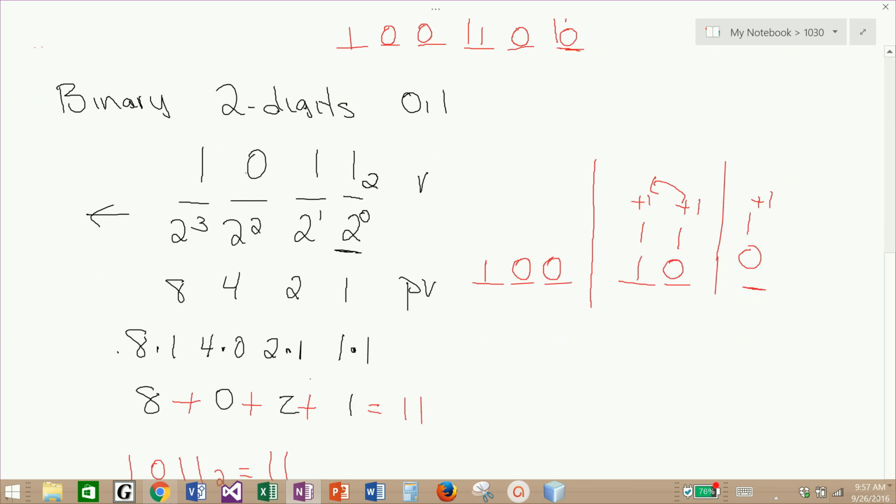So the positional value in a binary numbering system, this is going to be the ones place. This is actually the twos place, the fours place, and the eights place.